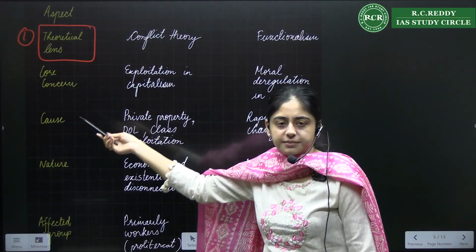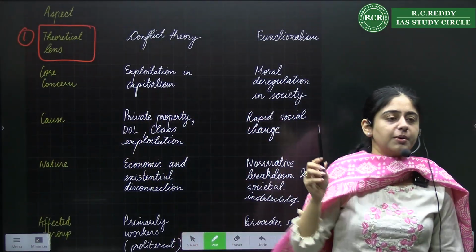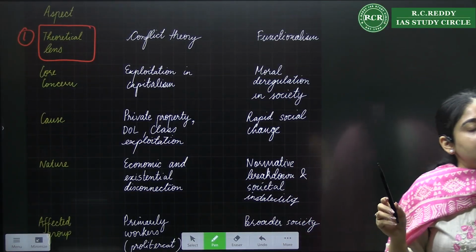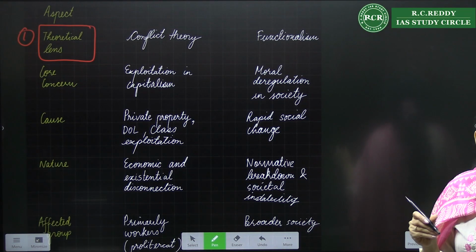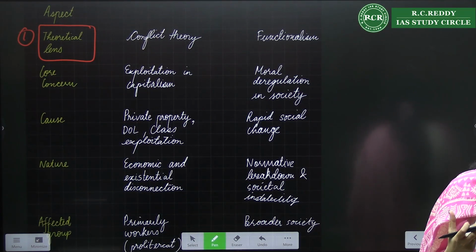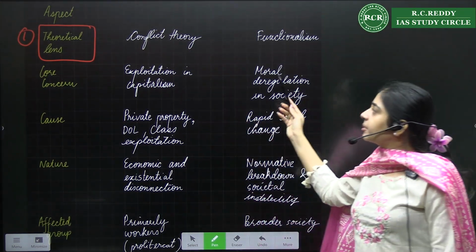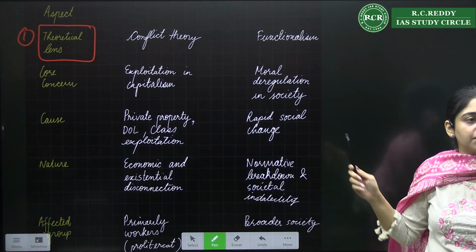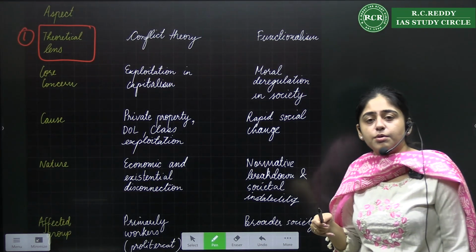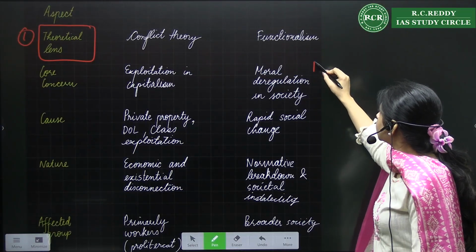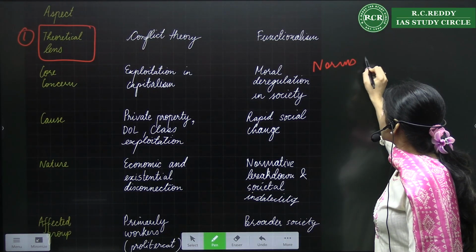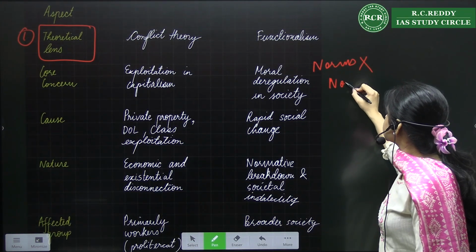Then core concern. When Marx is talking about alienation and Durkheim is talking about anomie, what is the core concern here? What are they worried about? Marx is worried about the exploitation in capitalism. Durkheim is worried about the moral deregulation. There are no norms in the society. Right? Normlessness is there.